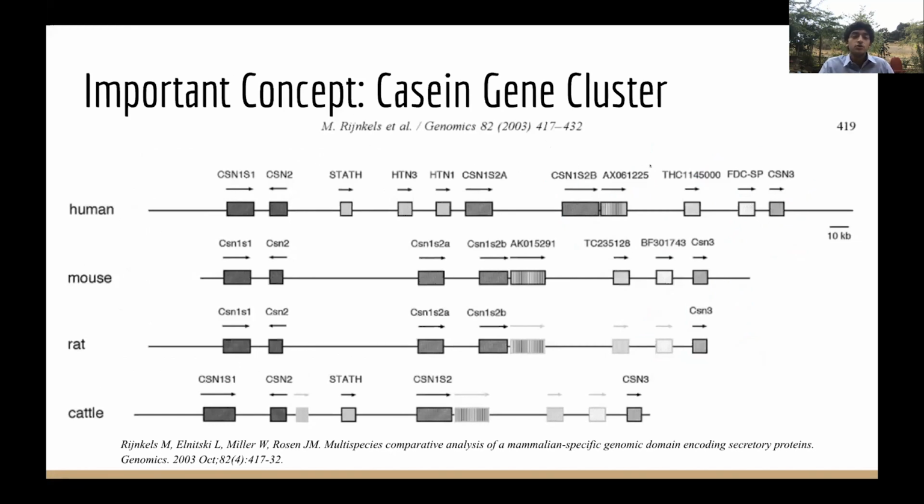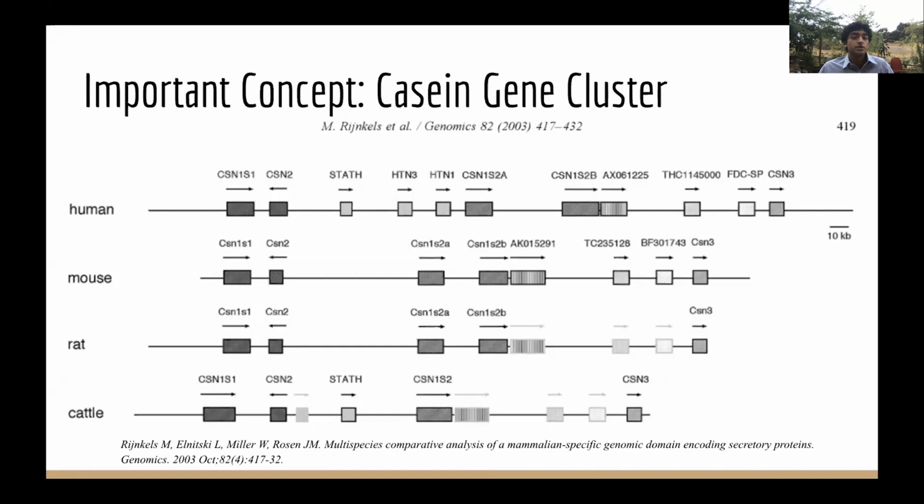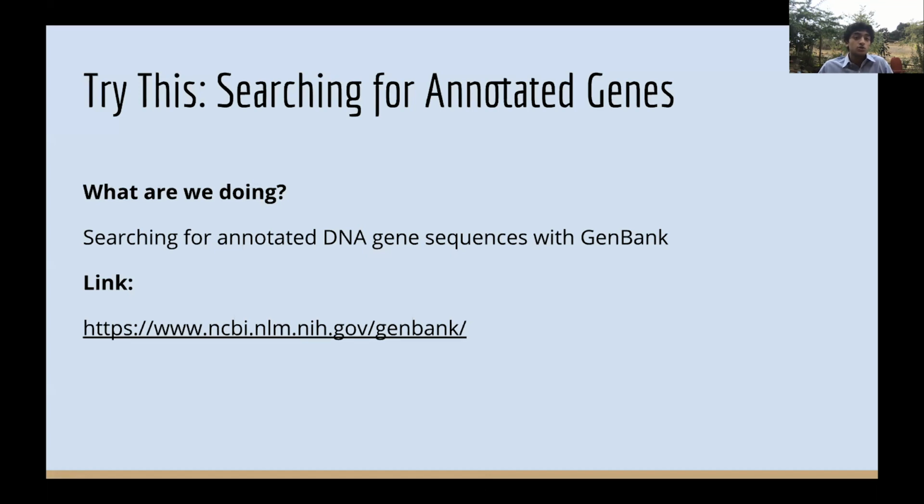And if you notice, in all the human, mouse, rat, cattle, all these genes are located very close to each other. So instead of individually studying these 4 genes, we group them together and study all 4 of them together, or however many the organism has. So this gets us into our first workshop.